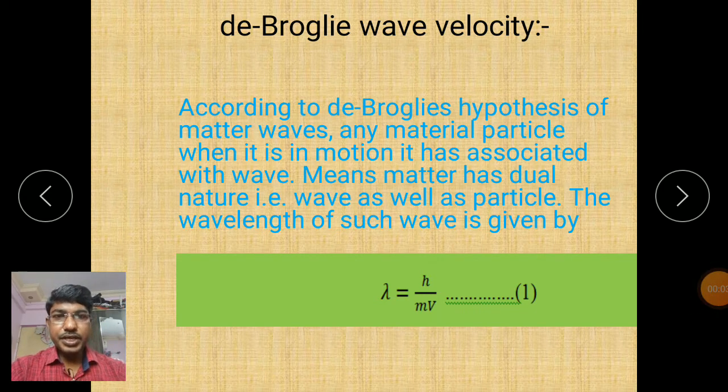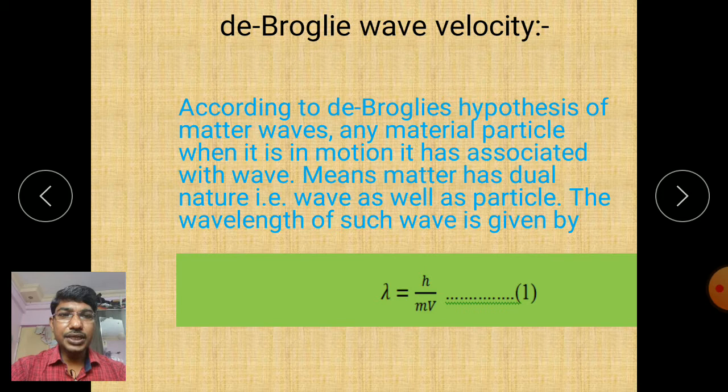In this session, I am going to explain what is de Broglie's wave velocity, and what are wave velocity and group velocity. Friends, we know according to de Broglie's hypothesis of matter wave, any material particle when it is in motion has a wave associated with it.